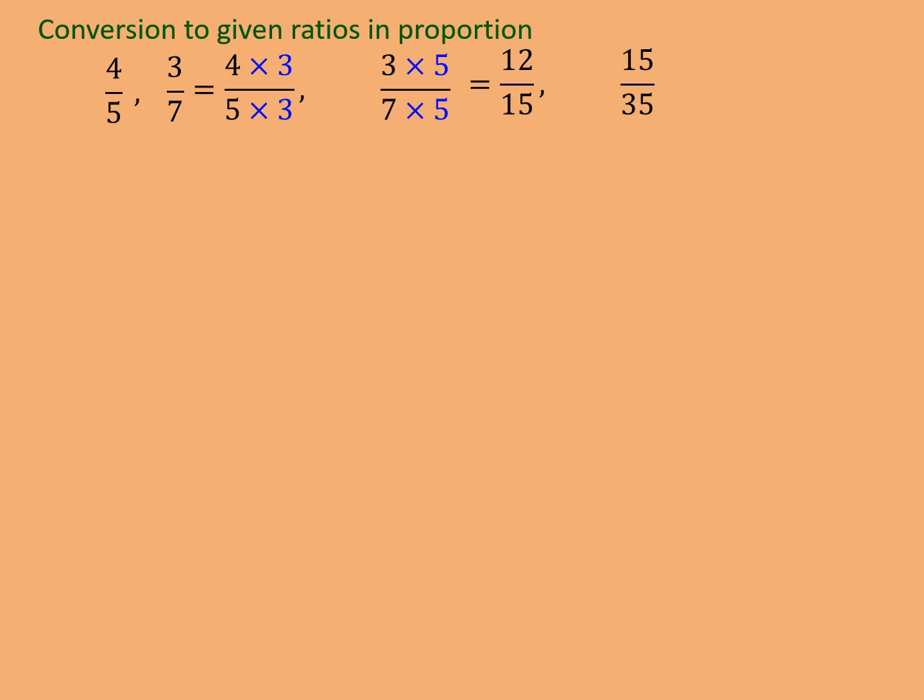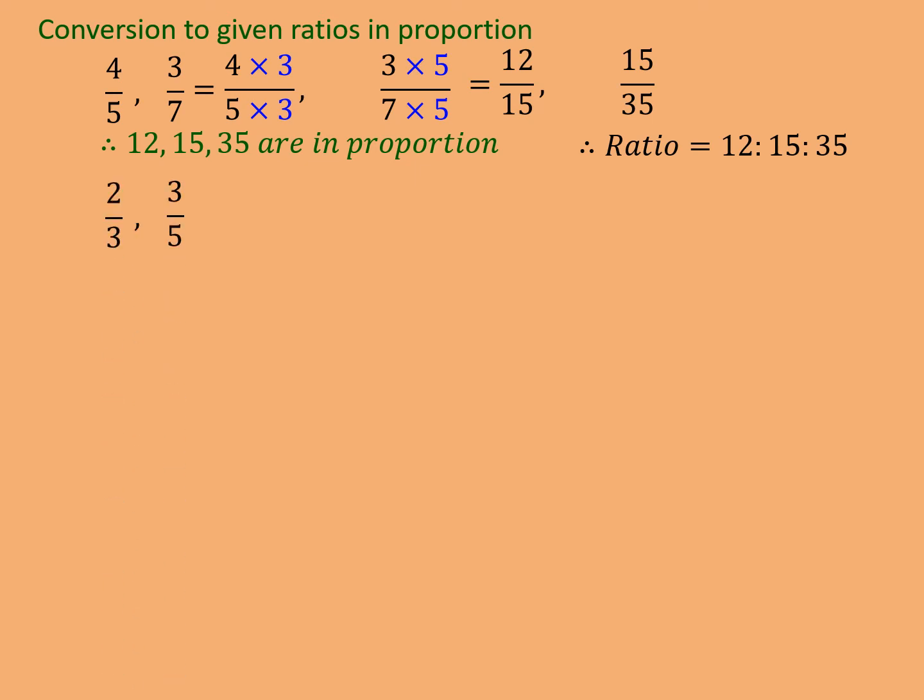Now you can see that the successor of the first ratio is equal to the predecessor of the second ratio. Then we can write down the ratio as 12:15:35. I hope it is very clear to you how to convert the given two ratios into a proportion. Okay, so you can say 12, 15 and 35 are in proportion.